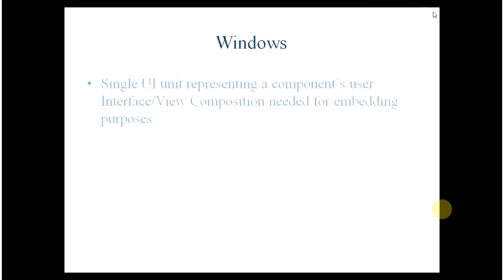We have windows available. In that window, we embed the views. This view you cannot see; actually, you can only see the window. So within this window, we have views. We can have one view, we can have multiple views. So we embed the view inside the window, and we launch the window.